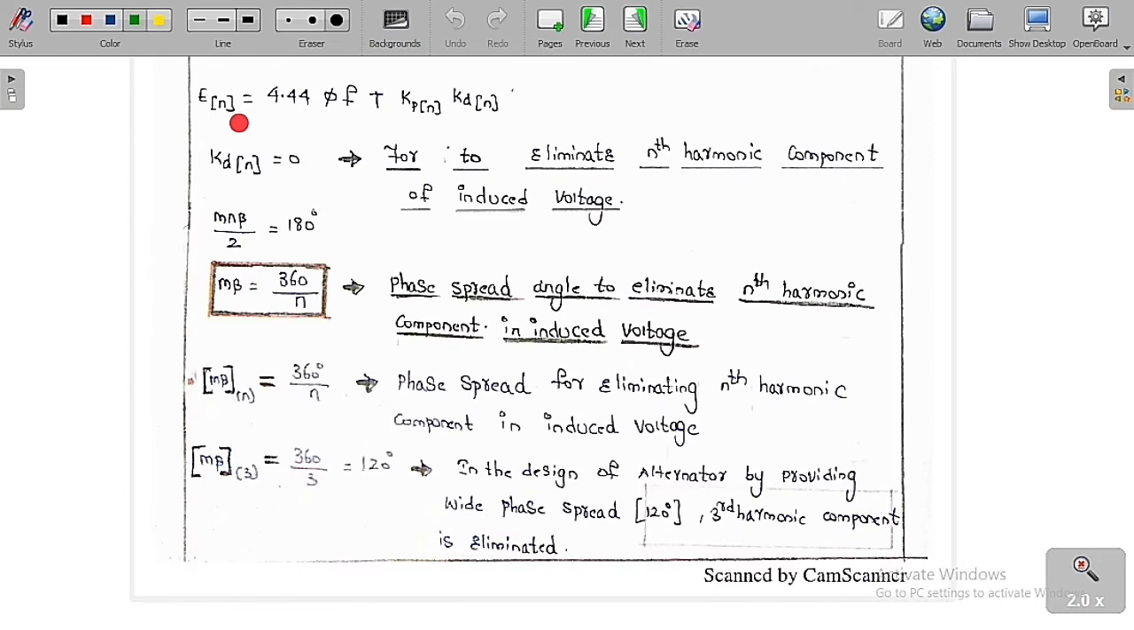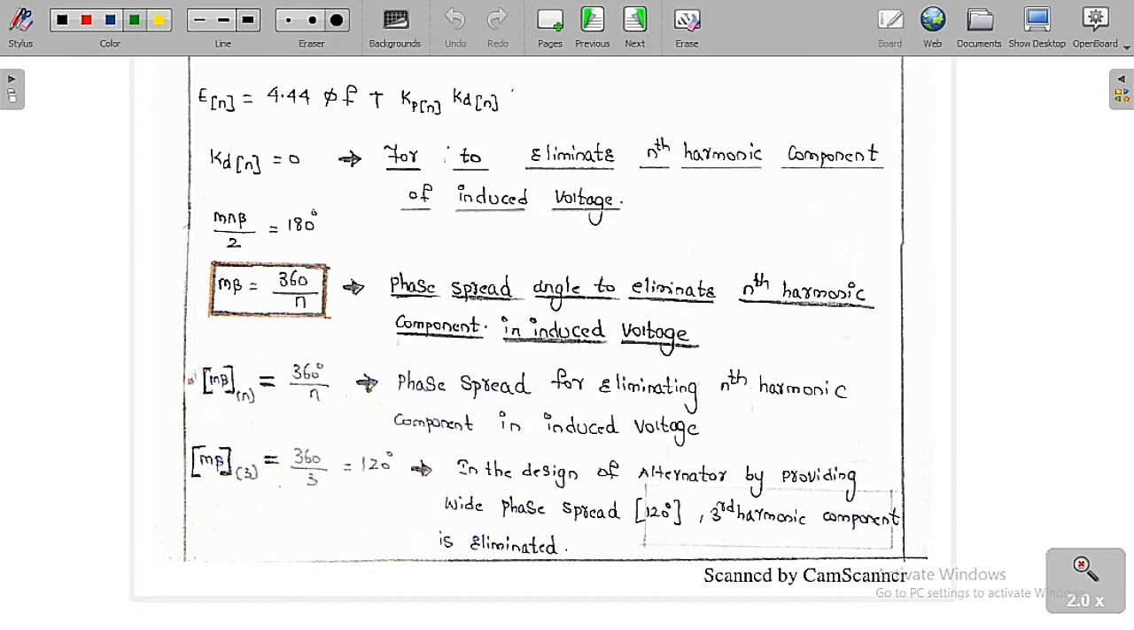So now let me tell you one important point. What is the EMF which is induced because of this nth harmonic? The EMF induced because of the nth harmonic component is equal to 4.44 into phi into f into T into Kbn into Kdn. Kbn is the nth harmonic of the pitch factor, and Kdn is the nth harmonic of the distribution factor. All these things I have already told you.